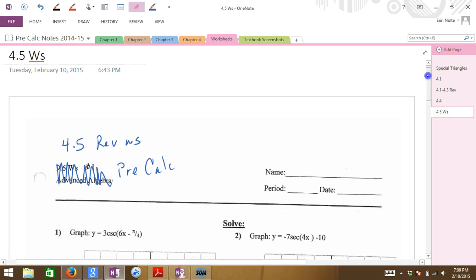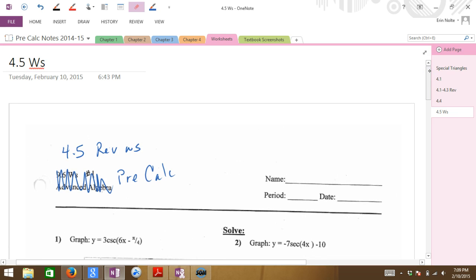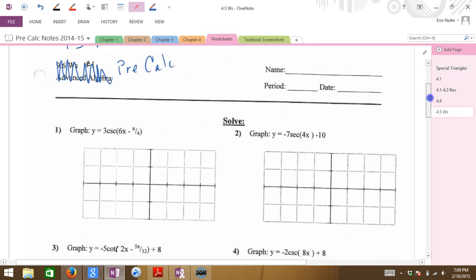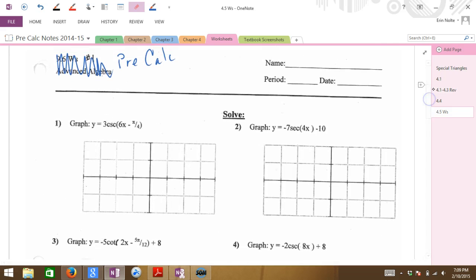I am here to help you with your worksheet today. So Miss Sutton should have handed this worksheet out to you. What we're going to do is go through this together, and hopefully that will help clarify some of the questions or things that aren't quite making sense to you with all of this.